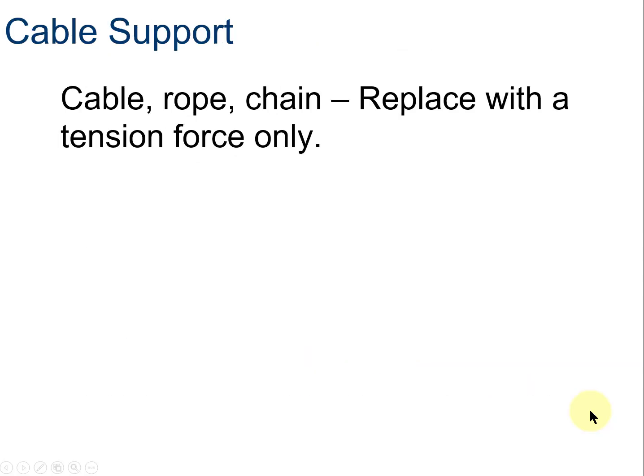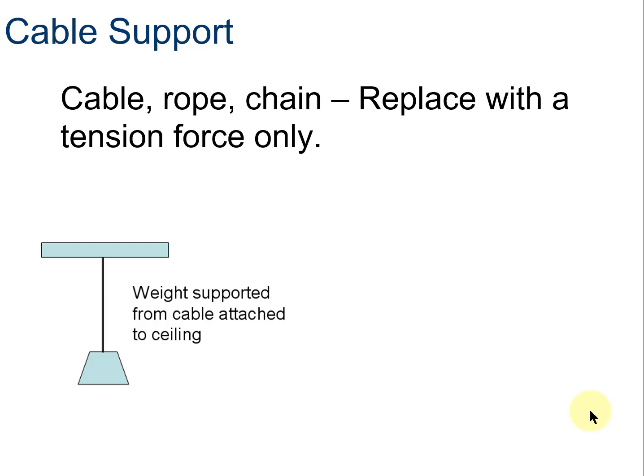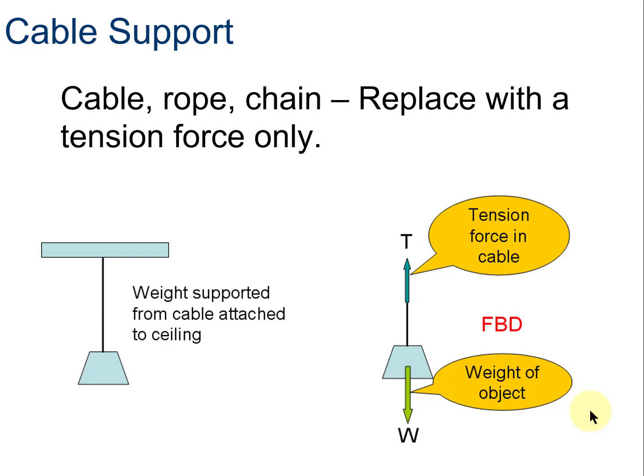So let's see what that means. So for a cable, rope, or chain, replace with a tension force only. So this is a weight supported from a cable attached to a ceiling. And this is the free body diagram. We call it T and W. T for tension, W for weight. Pretty straightforward. Again, the shape of the object is maintained, but this could easily be a dot or just a circle or a square. Doesn't have to match.